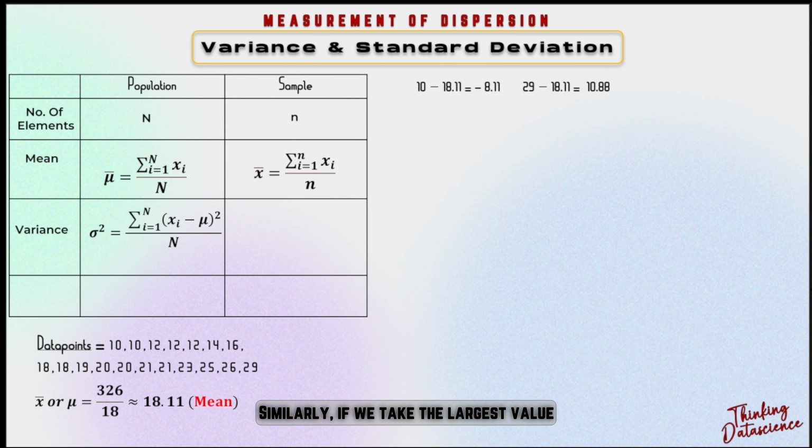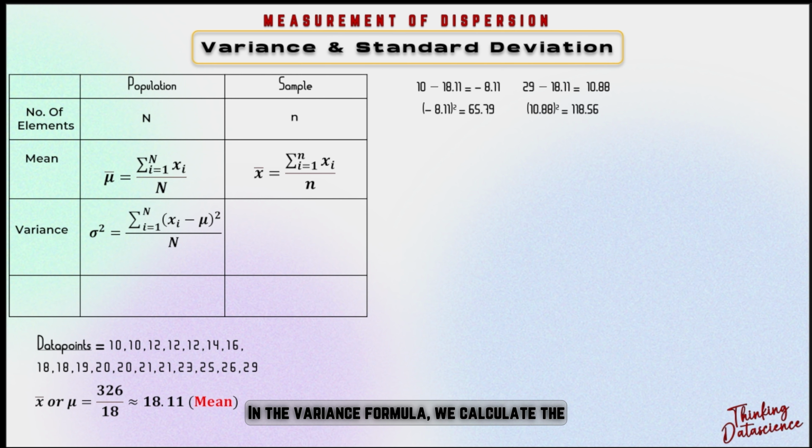Similarly, if we take the largest value in our data set, that is 29, and we subtract the mean, that is 18.11, so we get a value of positive 10.88. So what that tells us is that 10 is below the mean because it has a negative answer, and 29 is above the mean since it is positive. In either case, we are simply moving further away from the average, or the mean.